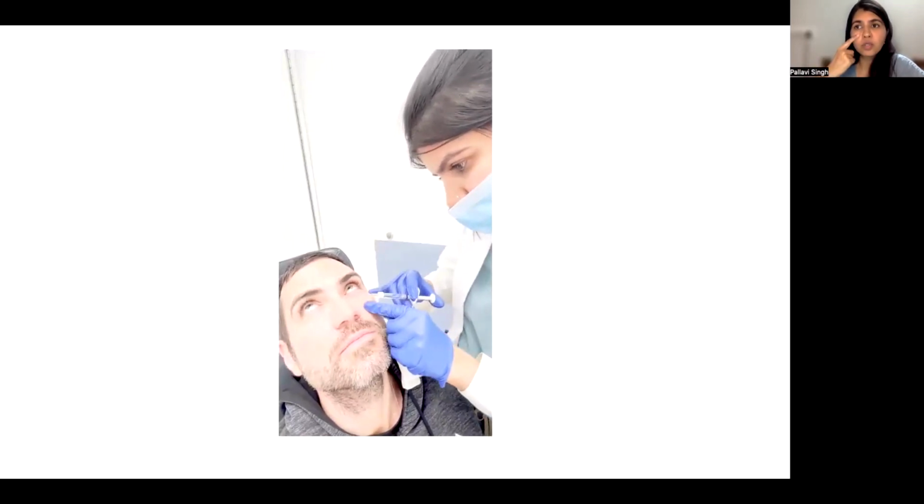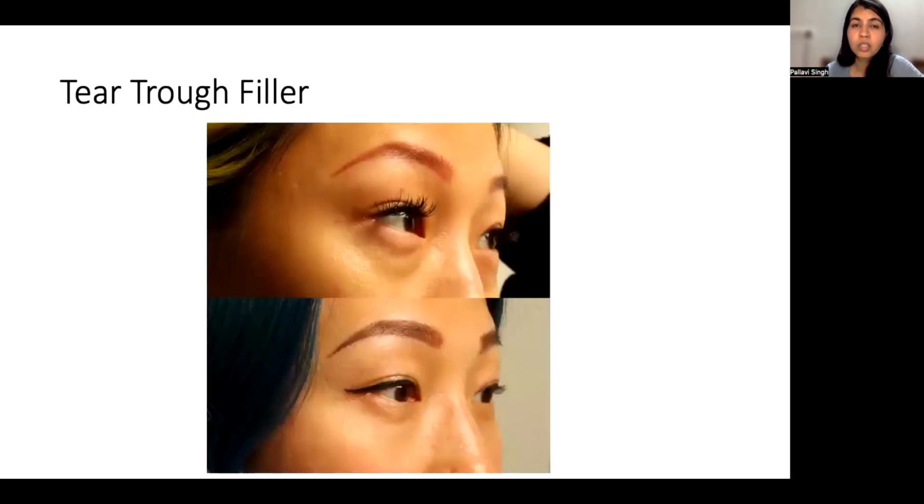And then once you've injected, you also want to use your finger to kind of flatten it out because you do tend to get lumps. Filler does tend to get a little lumpy in this area, so it's important to be cognizant of that. Tear trough filler, the good thing is it lasts for a long time.